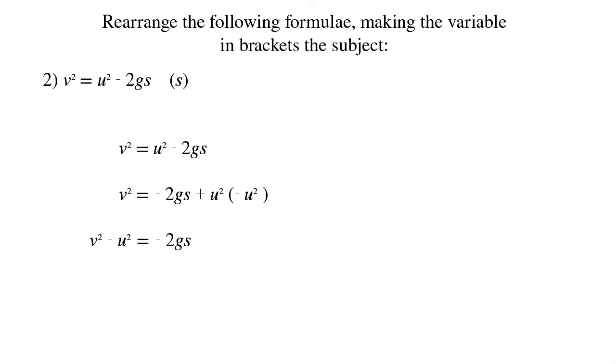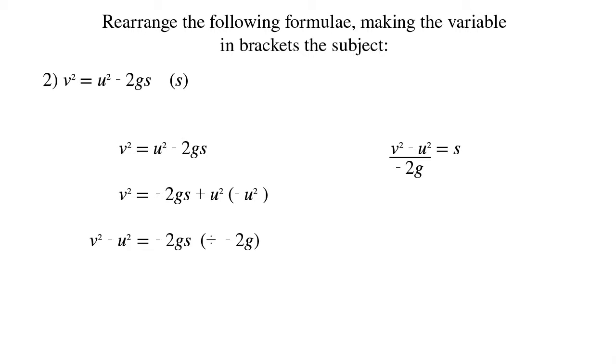Now minus 2gs means minus 2g times by the s. We want s on its own, so we must get rid of the minus 2g, and the way to do this is to divide by minus 2g. So, on the right hand side, we're left with just s, while on the left hand side, we have v squared minus u squared divided by minus 2g.